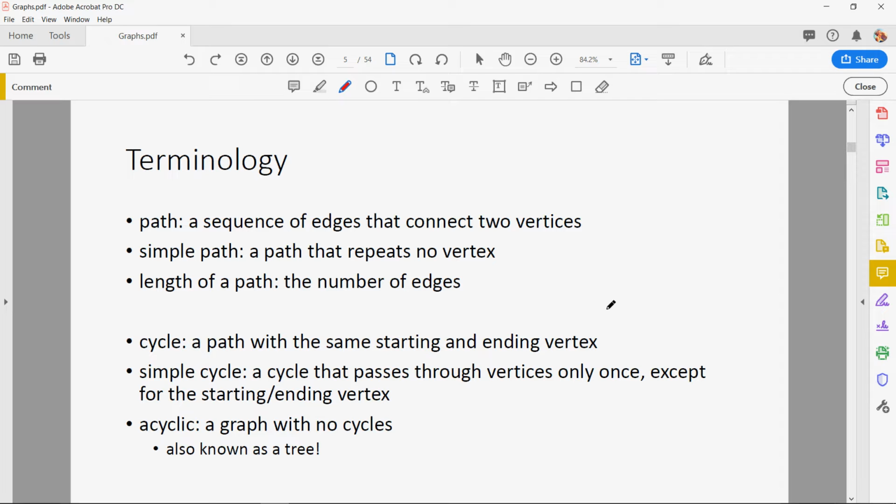If a graph has no cycles, it's called acyclic. If a graph has at least one cycle, it's called cyclic. An acyclic graph is also known as a tree. So any acyclic graph is a tree. Now, be careful, it's not necessarily a binary tree, but it is a tree. That is the definition of a tree: an acyclic graph.